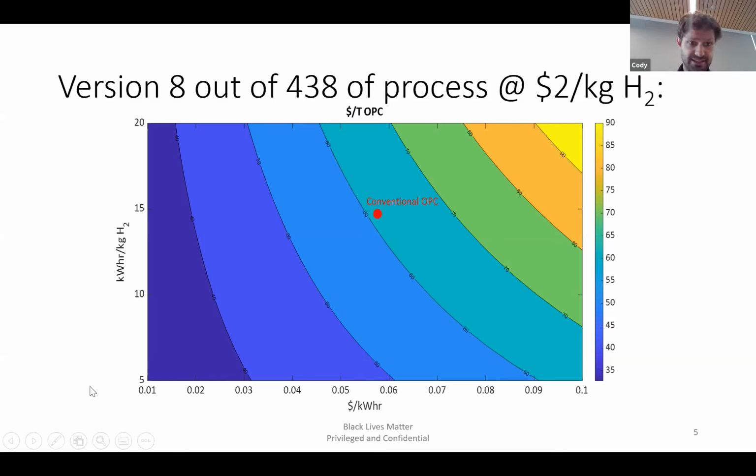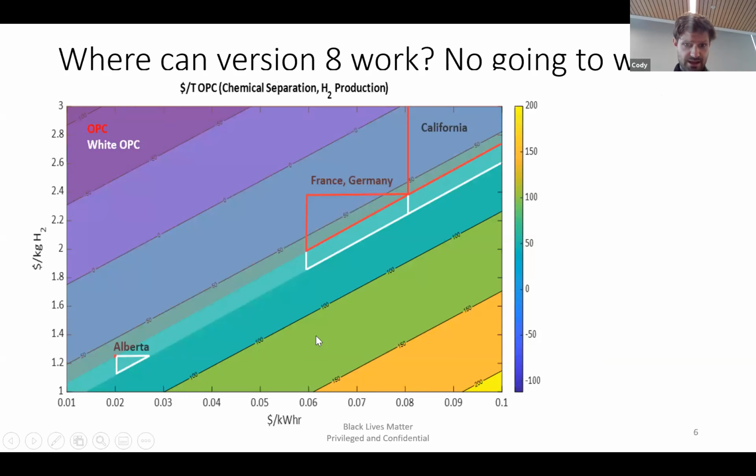So again, this told us that this version of the process is probably not going to work. And we did this analysis: if we have to sell our hydrogen at this price and the electricity can be this price, where in the world could this work? It looks like we might be able to do some of this process in California and Germany and in Alberta. But if the goal of our company is to eliminate CO2 emissions by 5% or something like that, having a small footprint in Alberta, Germany, and California is probably not going to get us there.